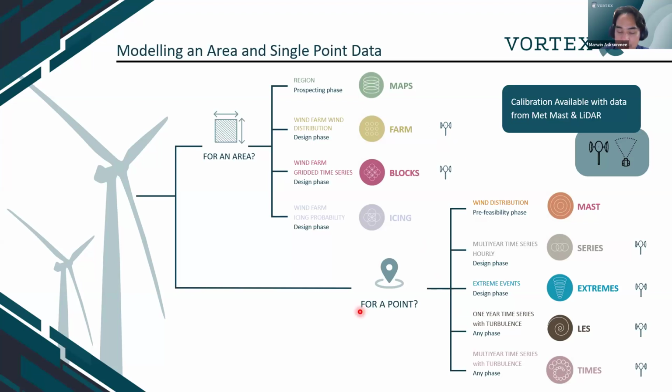Otherwise, we have another product, a single point product, where we do the modeling to generate a time series, from an hourly time series to a 10-minute time series, with the tabular information. So any of that we can do. And of course, for our products, we are open to calibrations. Whether you have met mast data or LiDAR data, we also accept it for remodeling. These are the products where you can use the remodeling option. Gerard will talk you through the remodeling and how it works.